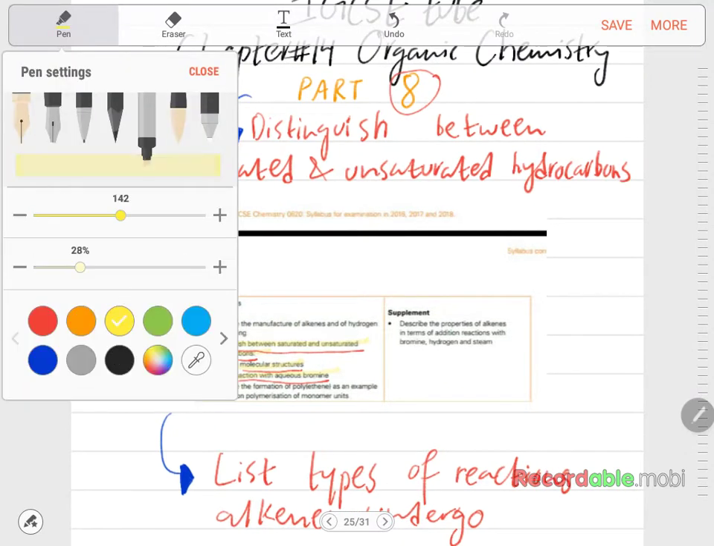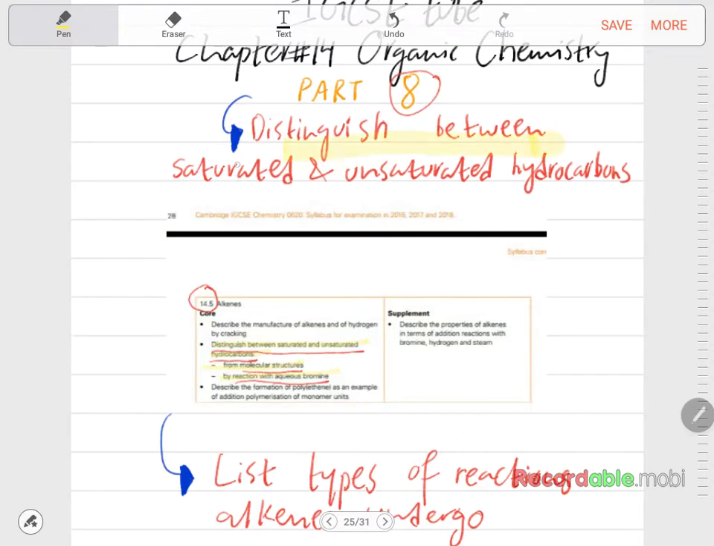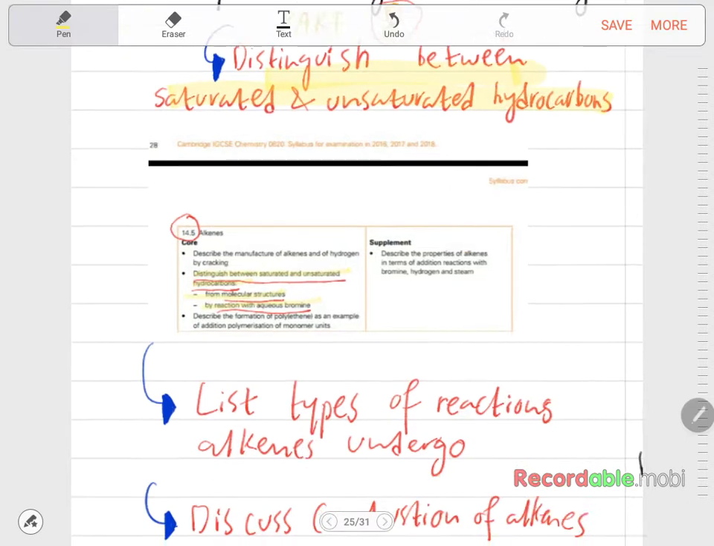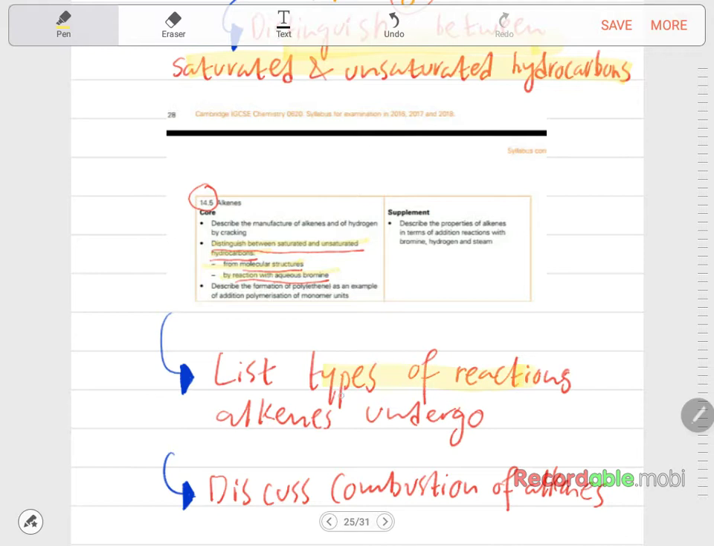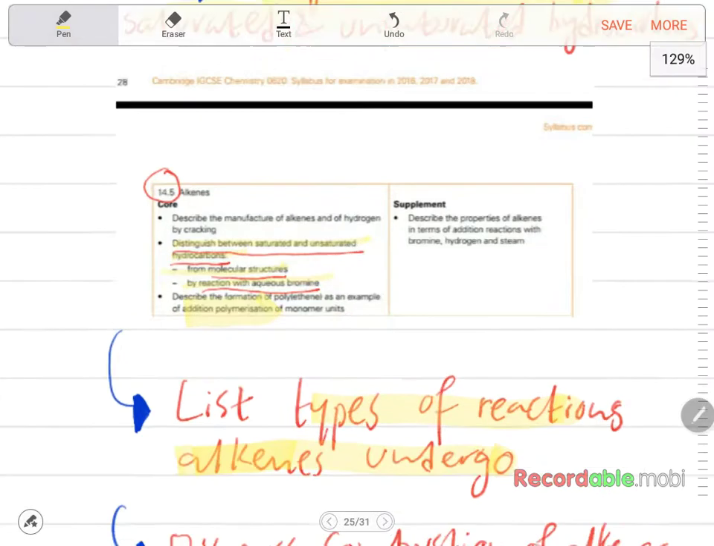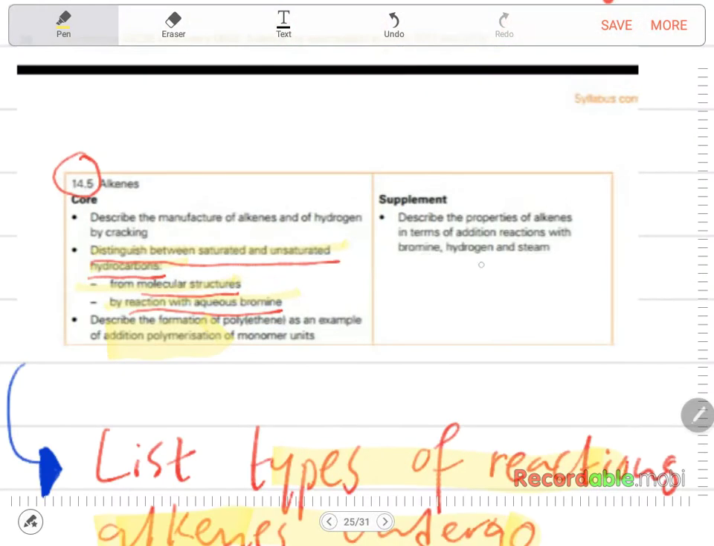In addition to distinguishing between saturated and unsaturated hydrocarbons, I'll be listing the types of reactions that alkenes can undergo. If you have watched part number 6, that is where I introduced alkenes. In part number 7, I talked about how to manufacture alkenes by the cracking process. So I'll be talking about the different reactions that alkenes can undergo, which include addition polymerization and addition reactions with bromine, that is halogens, hydrogen, and steam.